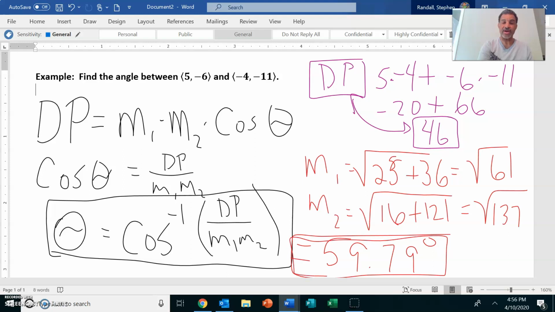So it's much more algebraic, but again, it requires you to do the dot product and the magnitudes and plug them into the formula.